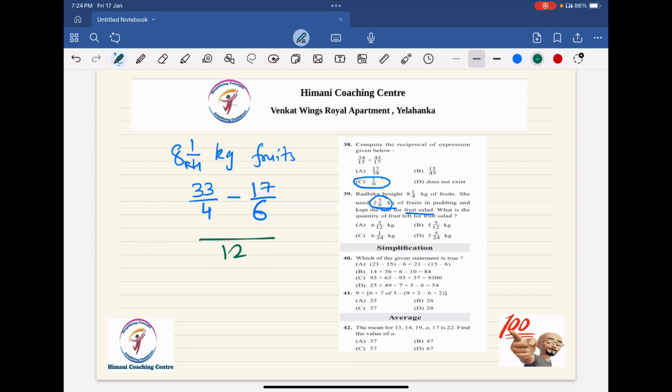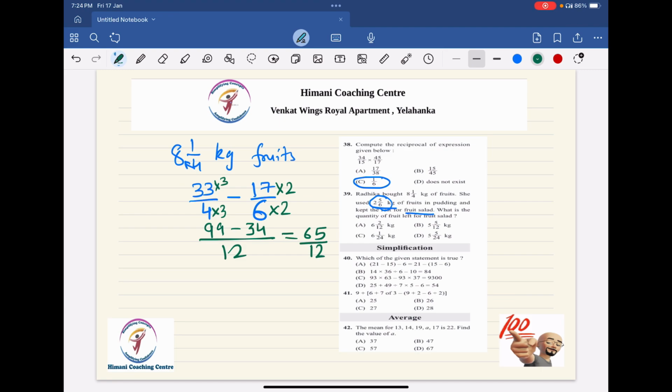It is 12. To get 12, we need to multiply 4 with 3. So we will have to do the same with the numerator. Similarly, for 6, we have to multiply with 2, so we will have to do the same here as well. Now, 33 times 3 is 99, minus 17 times 2 is 34, and now 9 minus 4 is 5, and 9 minus 3 is 6. So 65 by 12 is what we are getting.